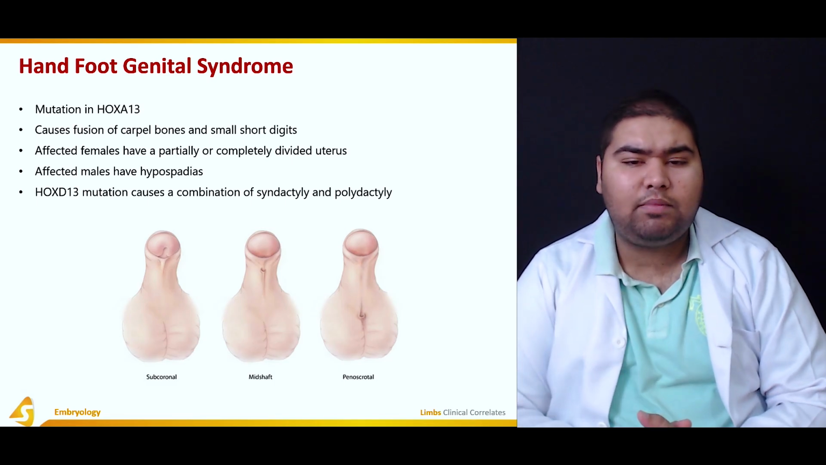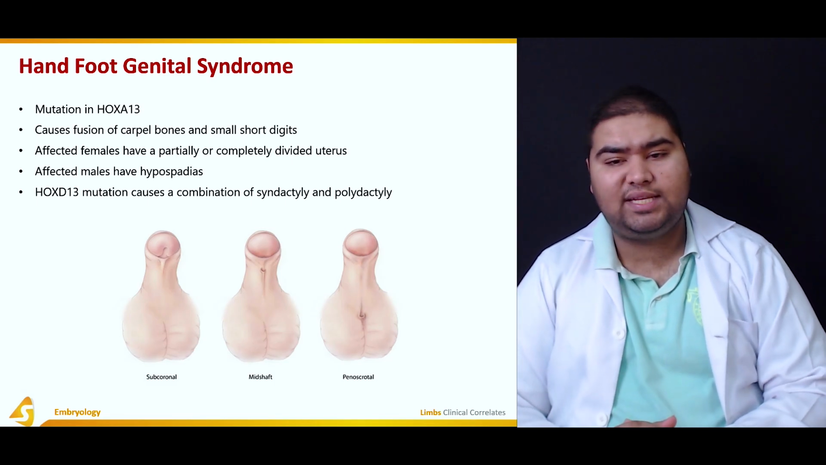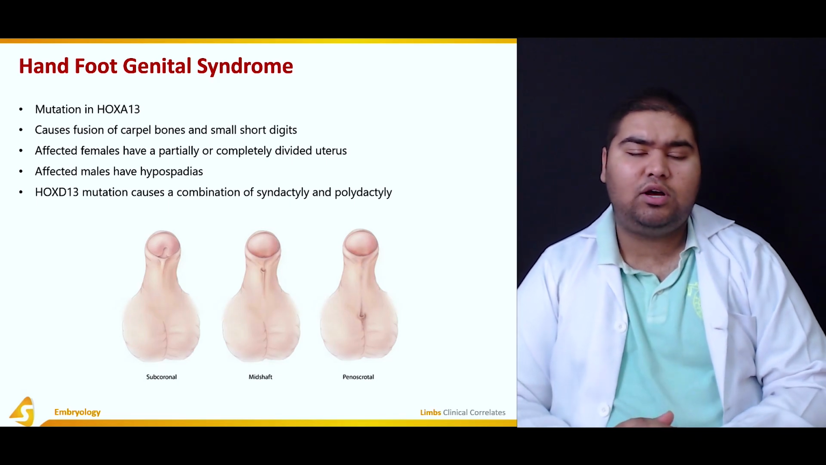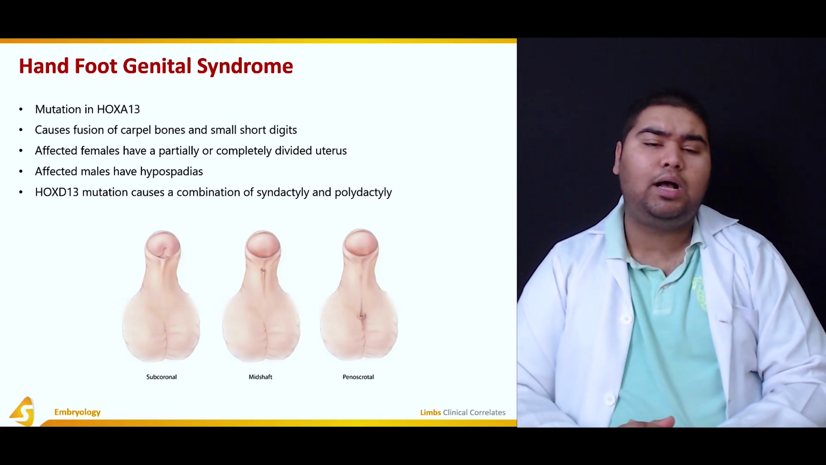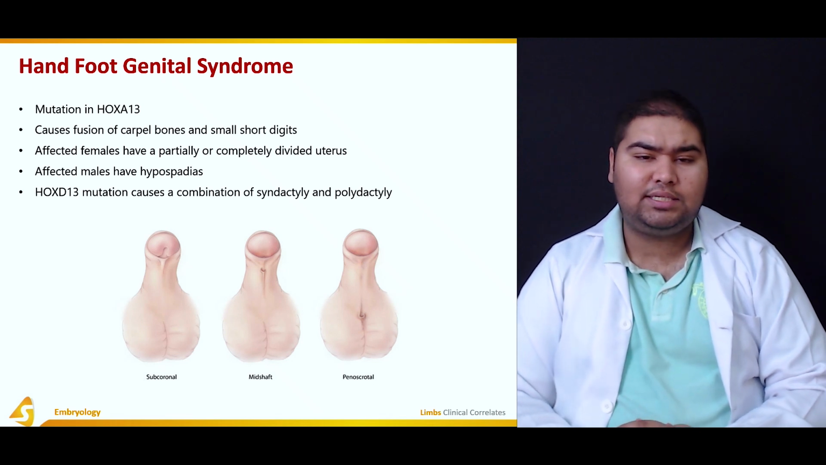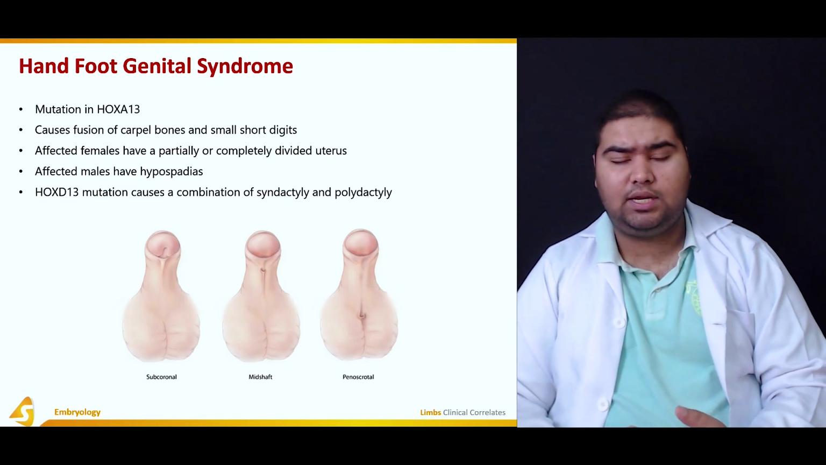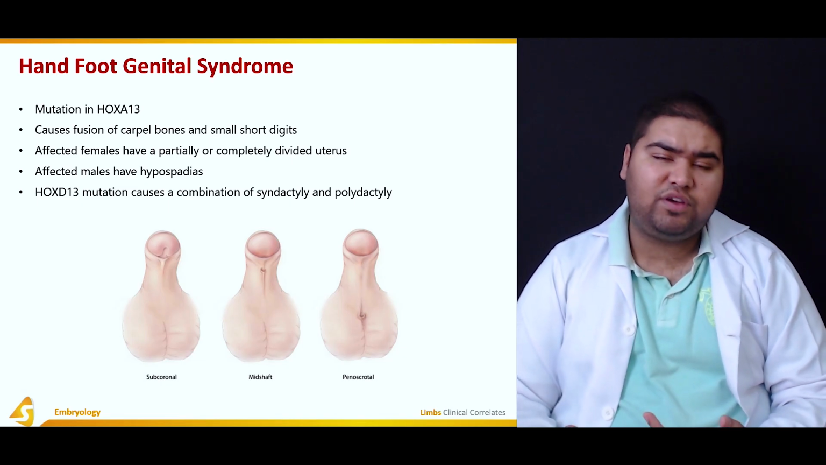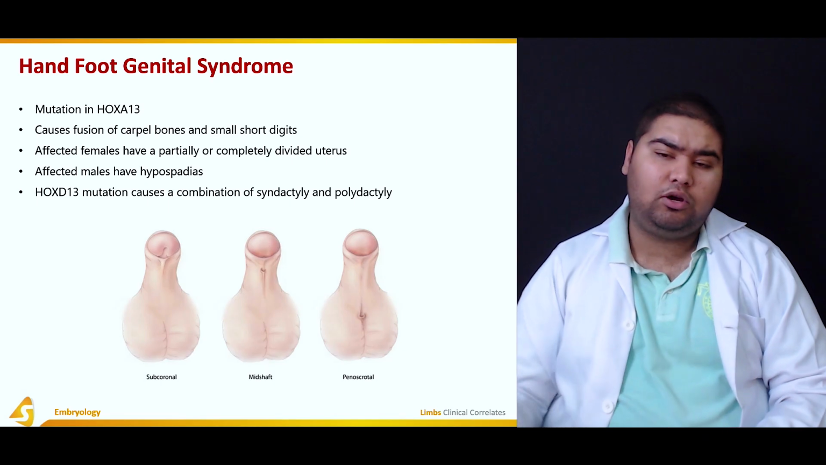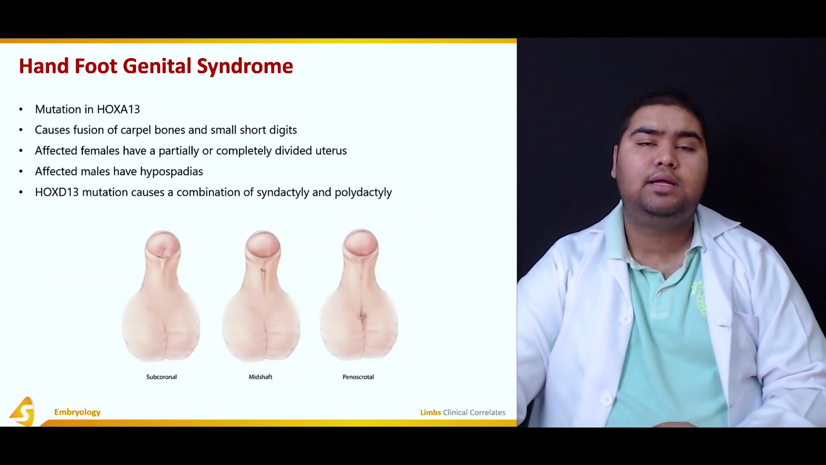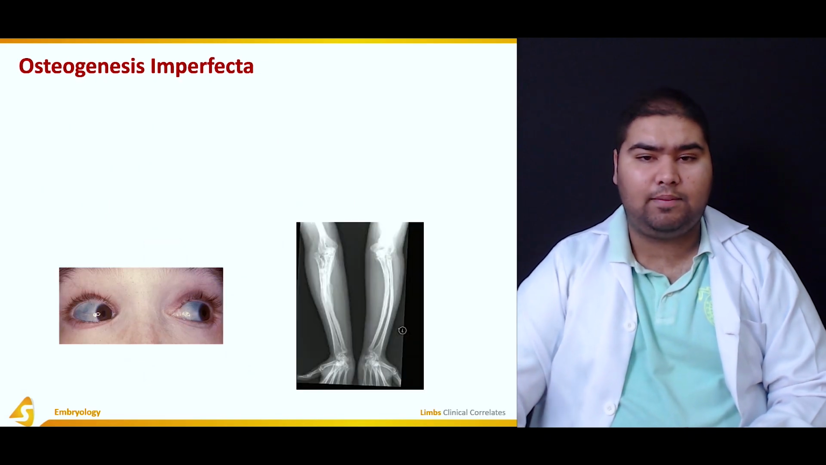HOXD13 mutation causes a combination of syndactyly and polydactyly. So HOXA13 causes hand-foot-genital syndrome. However, HOXD13 mutation causes a combination of syndactyly and polydactyly. So a person may have fused digits as well as extra digits at the same time.